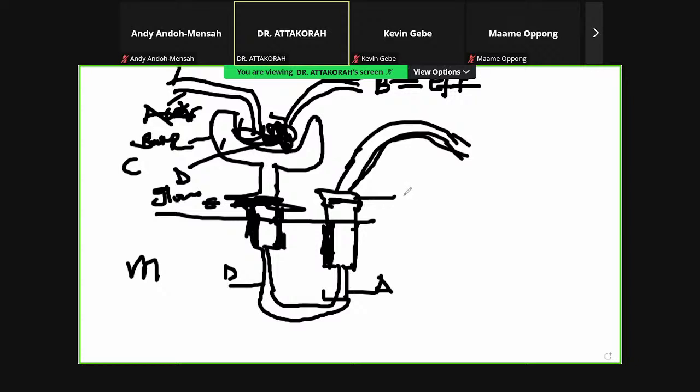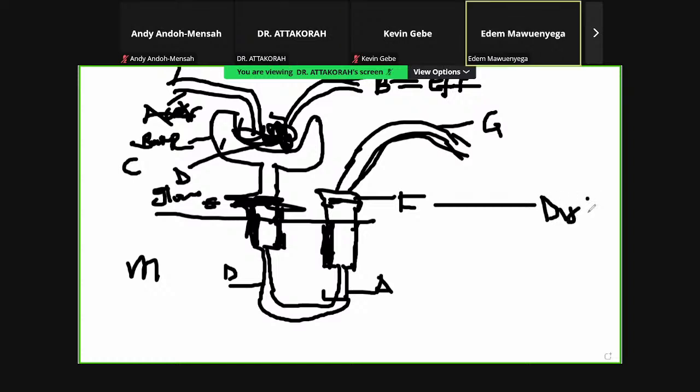Which part is this? F is what? And G is what? Which part is this? So this is the distal convoluted tubule. And this is the collecting duct. I want you to know this. When I use the word renal parenchyma, it's talking about the cells of the kidney.